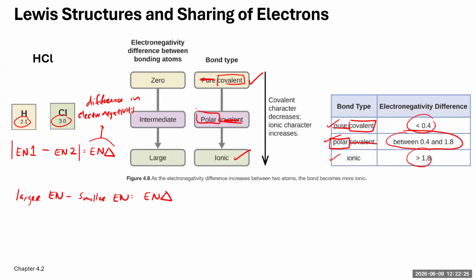All right, so again, if you do the electronegativity difference, sorry, I never did the math there. It's 3.0 minus 2.1, that's 0.9. Well, 0.9 is between 0.4 and 1.8, right? So that's going to be a polar bond. Again, we're talking about bonds only here. So this is a polar bond.